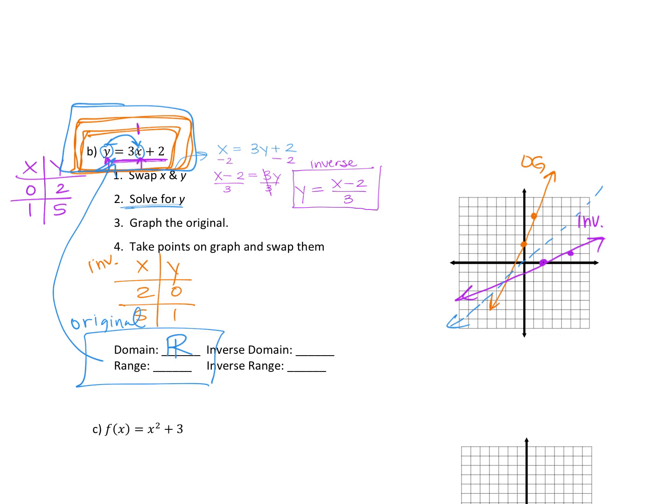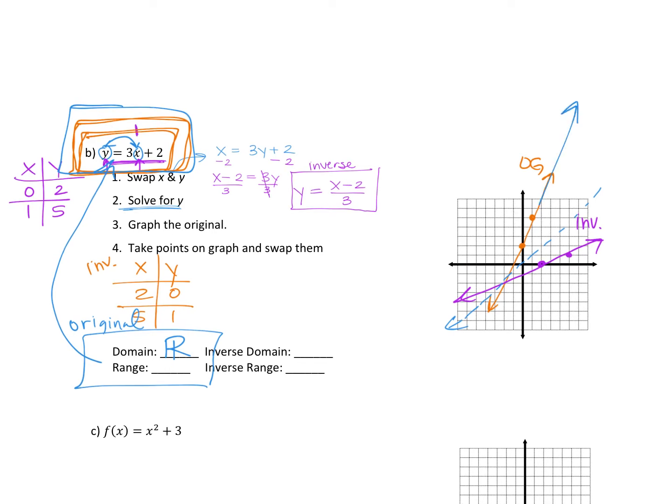When you plug those numbers in, what can you get for y here? Think about your graph. It keeps going forever this way. It keeps going forever this way. So your range is all real numbers also, okay?